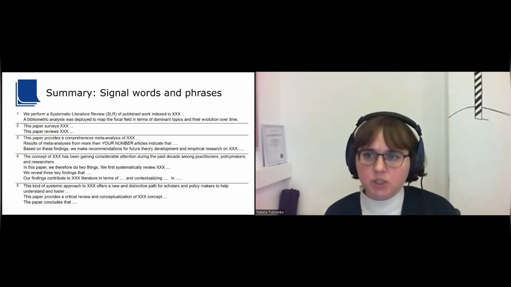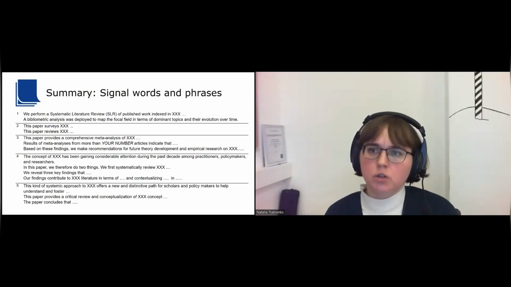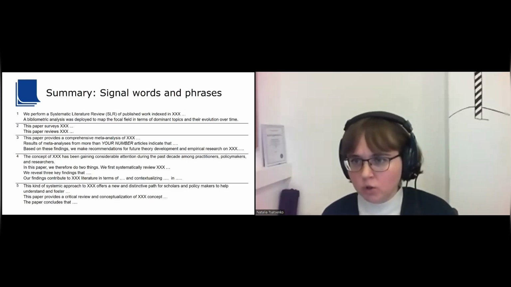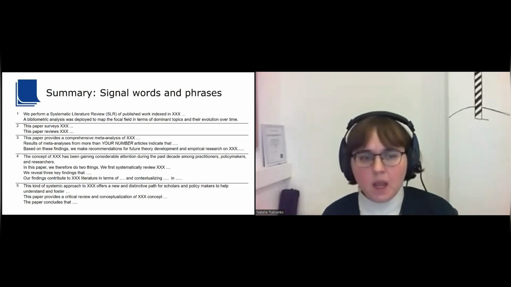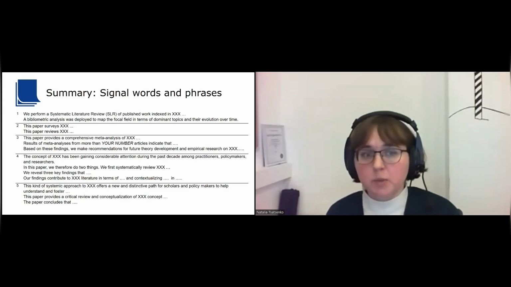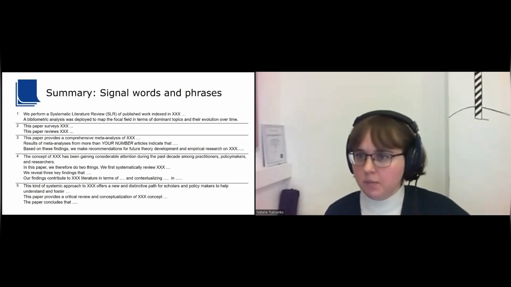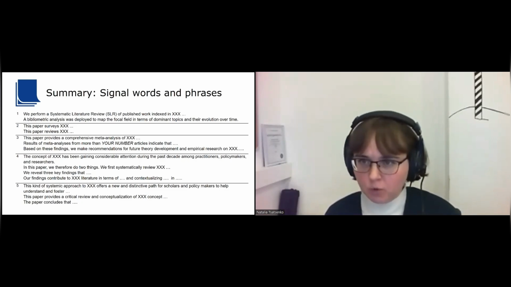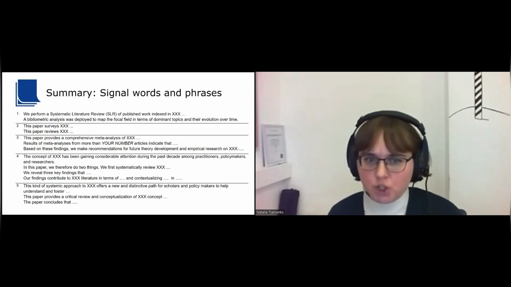When we read abstracts, and if these papers are published in pretty good journals, we can take some constructions from the sentences, make our own notes, and use them for our papers. This is the usual statement, but these are the typical verbs we can use: this paper reviews a particular topic, this paper surveys, or this paper provides a critical review and conceptualization.